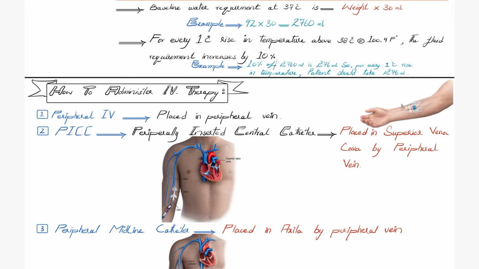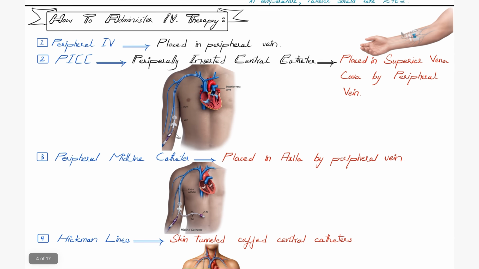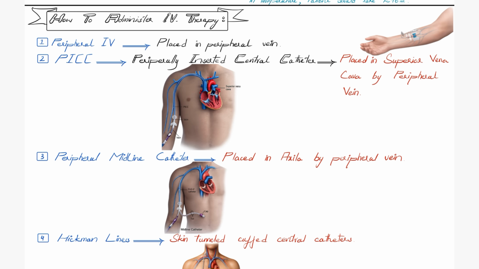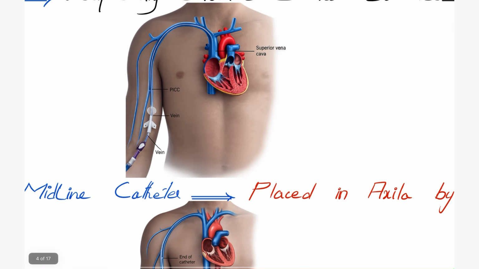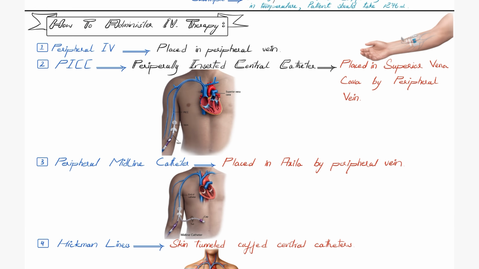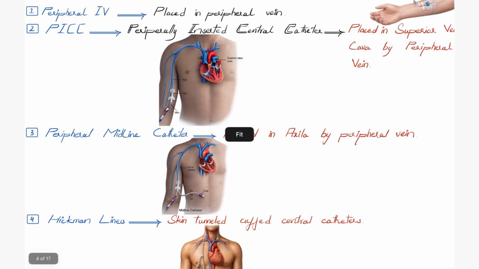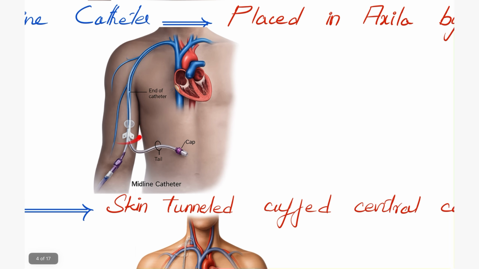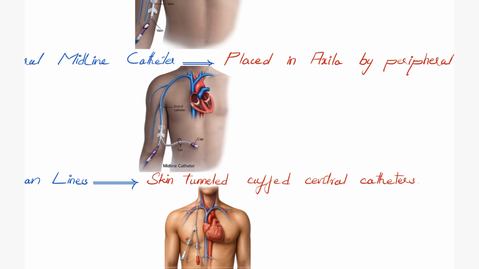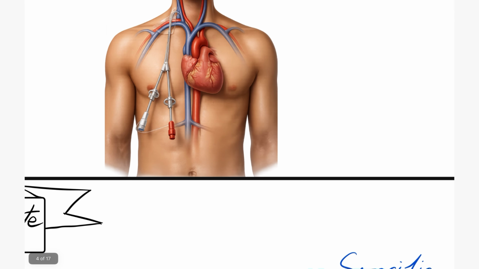So now how to administer the IV therapy? The first one is the peripheral line, which means the catheter is placed in the peripheral vein. Second is PICC, peripherally inserted central catheter. The catheter is inserted through a peripheral vein but placed in the superior vena cava, as you see in the image. Peripheral midline catheter: the catheter is inserted through a peripheral vein, but it ends at the axilla. So the end of the catheter will be in the axilla. Hickman lines: skin is tunneled and then the catheter is placed in the superior vena cava.